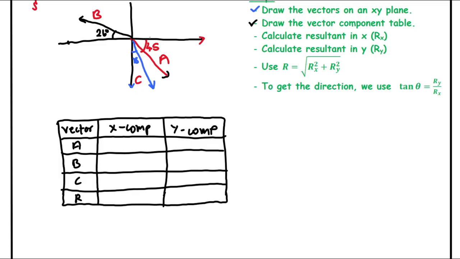So this one from the positive x-axis, we can say this is 360 minus 45. This angle here is 360 minus 45. That leaves us with 315, making the x component 20 cos 315. If that's the x component, the y component is 20 sine 315. Next up, B. From the positive x-axis, if we measure like this, we have to say 180 minus 26.